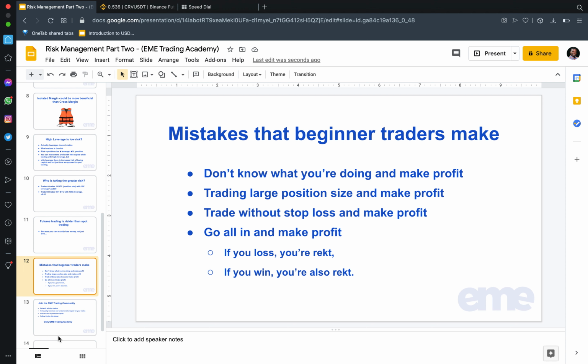The second mistake is that you're trading in a large position size and you're making profit. You can't go wrong by reducing your position size ever. I see so many traders, when they make profit, they're like, oh no, I wish I traded with a large position size. I would have made $1,000 instead of $500. That's a big lie. All right, always trade small position size. Always trade small position size.